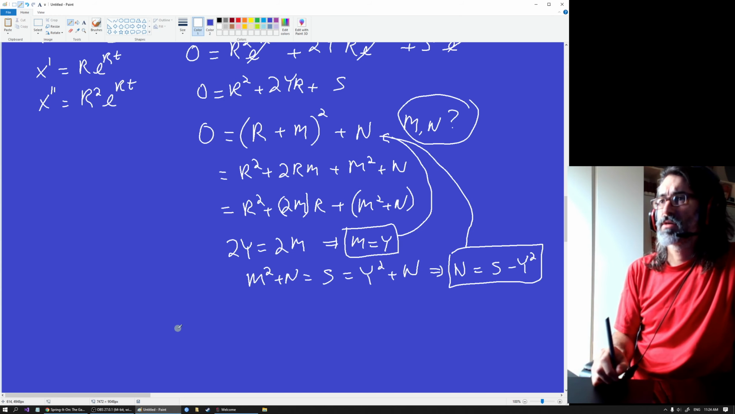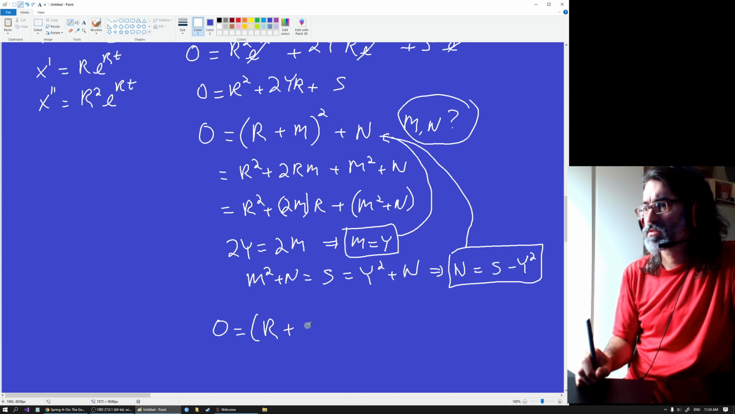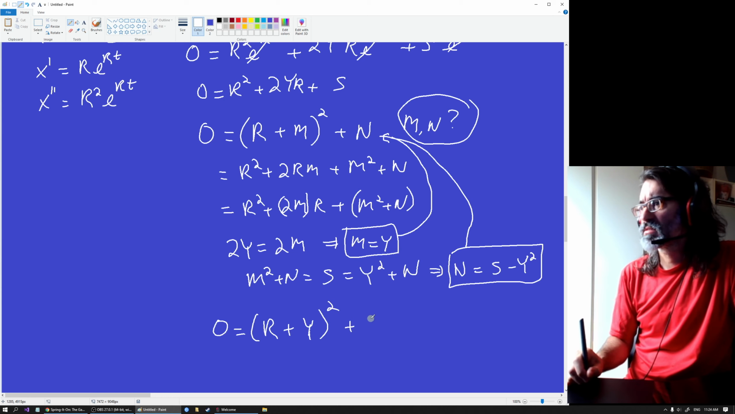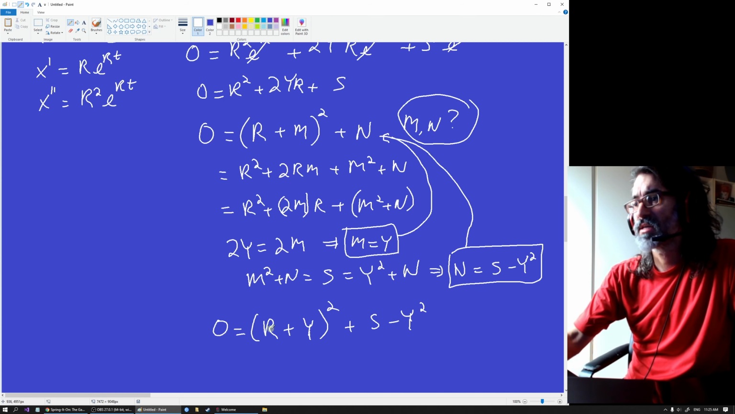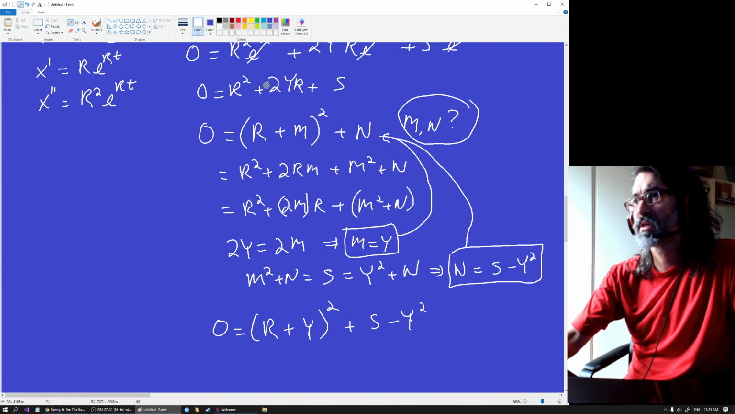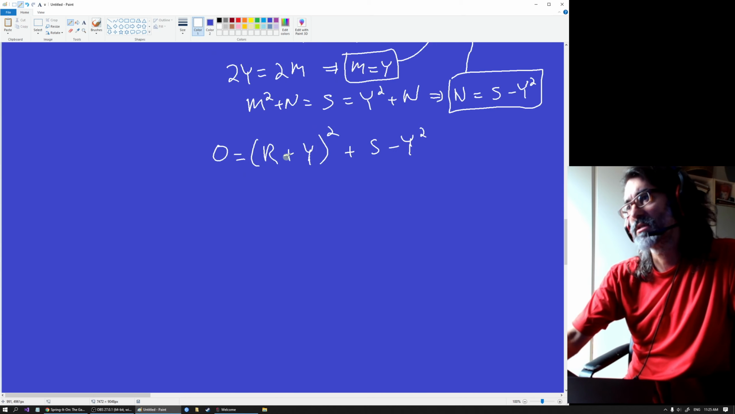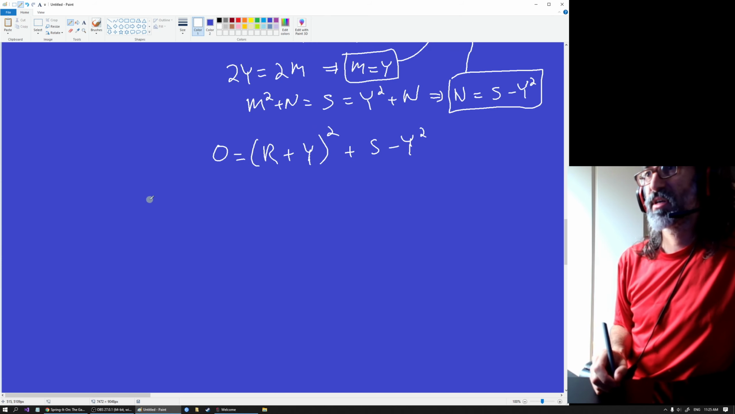Now, let's try that. So it's 0 equals r plus m, which is y, squared, plus n, which is s minus y squared. And now we're happy because there's just one r. The goal was to transform this into a form where there's just one r so we can isolate it. So we can solve for r easily from here. Now, that was impossible because it's a quadratic, and now we can with this. So we completed the square, for those who forgot what completing the square is. Now we're happy, we can really feel and understand everything.